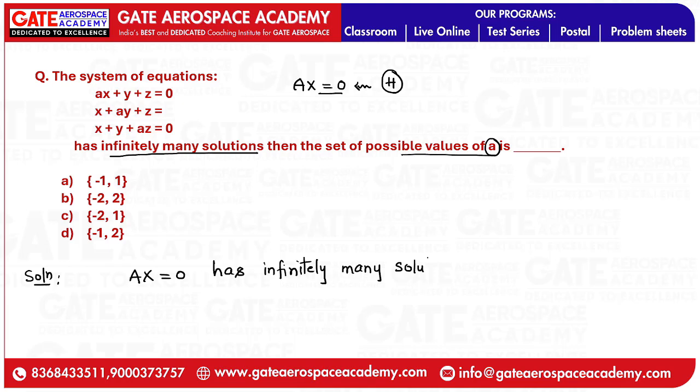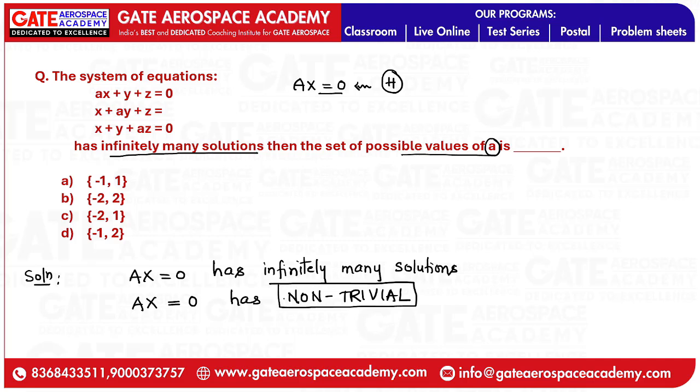How do we know? He has only given this information in the question. That means, can I say Ax equals 0 has a non-trivial solution? Now you know very well the condition for non-trivial, isn't it? For non-trivial, can I say det of A is equal to 0?